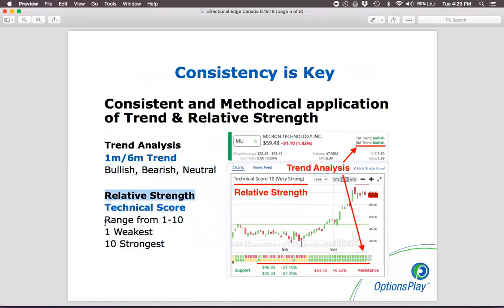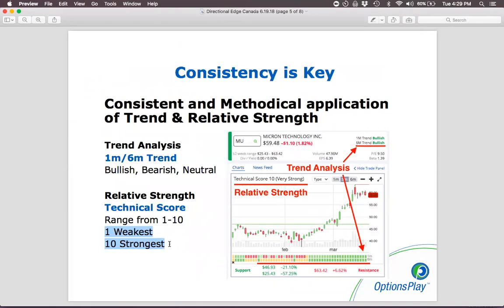It's called our technical score, and it ranges from 1 to 10. Very simple, quantifiable way to determine whether a stock is weak or strong. 1 are the weakest stocks in the market that are underperforming the overall market. 10 are the strongest stocks in the market, clearly outperforming the market. So what we want to do is propose a combination of these two.